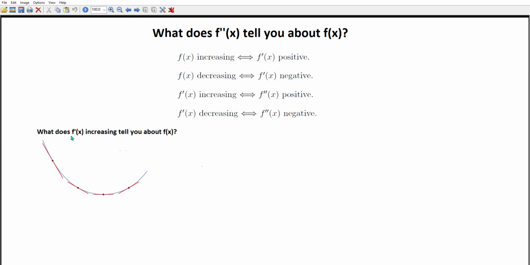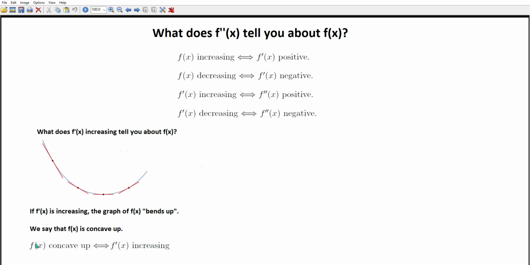So if we look at this picture here, here is a picture of f prime increasing. F prime is the slope of the tangent. Here it's a relatively large negative number, smaller negative number, 0, becoming positive. As we move this way, those slopes increase. And what you can see is that the graph of the function bends up. So if f prime is increasing, the graph of f bends up. The technical term we're going to use for this is that f of x is concave up. Thus, f of x is concave up exactly when f prime is increasing.